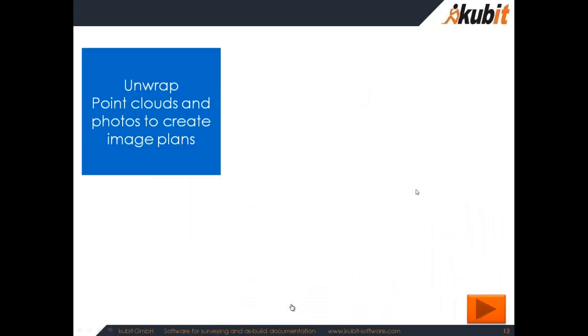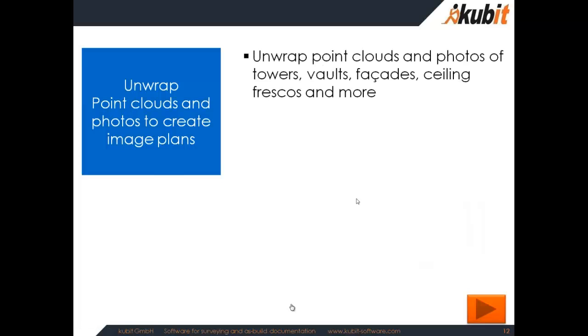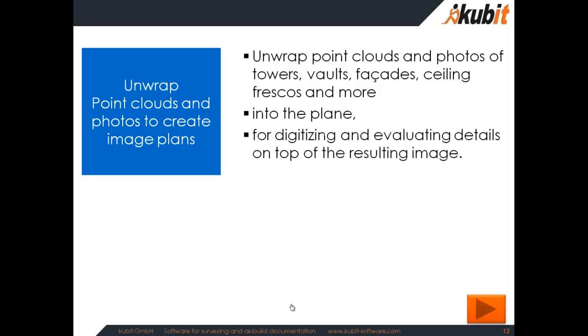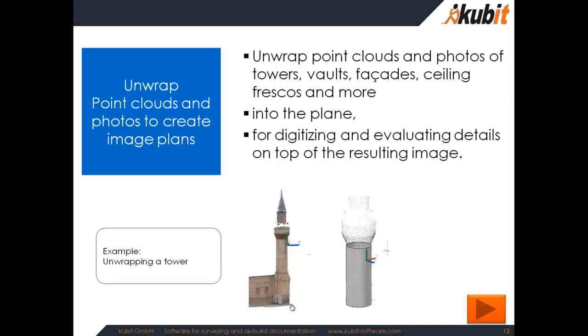Okay, and another functionality in PointSense Heritage is the possibility to unwrap point clouds and photographs to create image plans. So you can unwrap point clouds of towers, walls, facades, ceiling frescoes, and much more into the plane, and then digitize and evaluate in detail on top of the resulting image. On the slide we have an example of the same tower which I used for the deviation feature demo, and the unwrapping functions like this. You fit a cylinder and then unwrap it to the plane, and then you can digitize in the planar image.